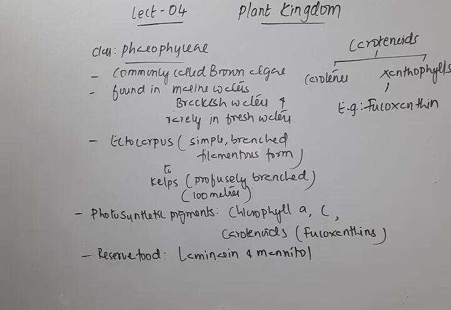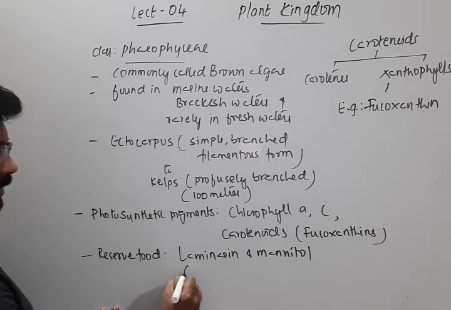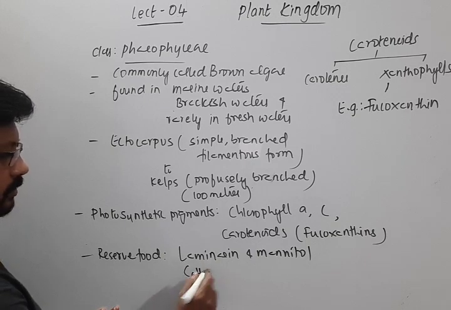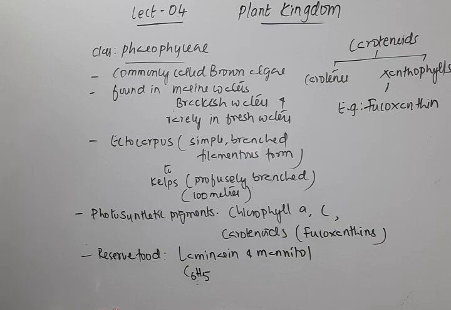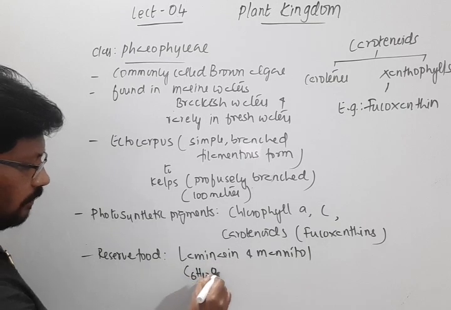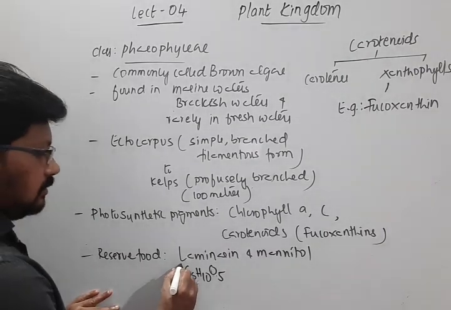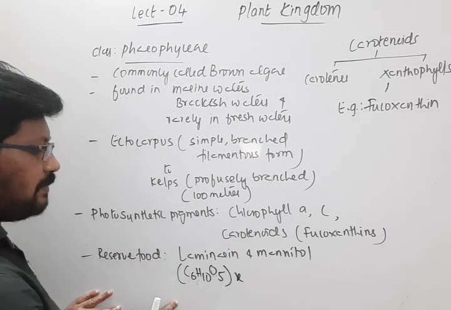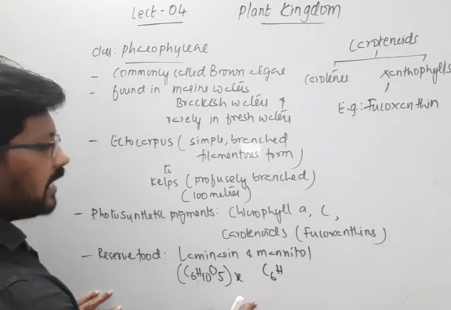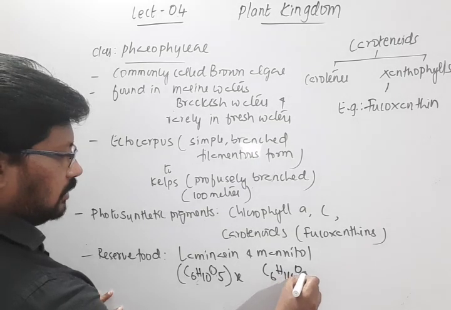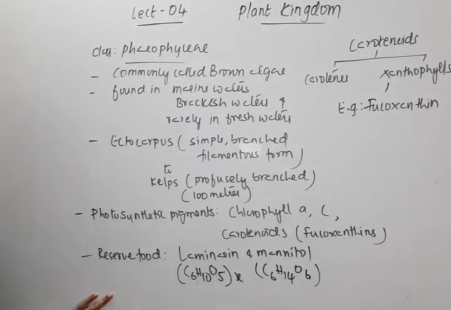Here the laminarin will be C10H10O5. So this is laminarin, whereas mannitol will be C6H14O6. So these are the reserve food materials present in the case of brown algae, Phaeophyceae.